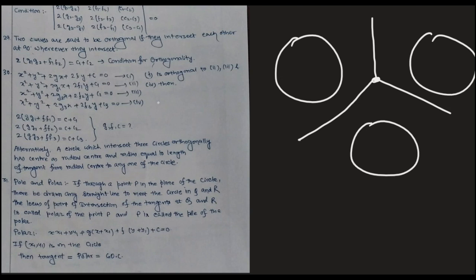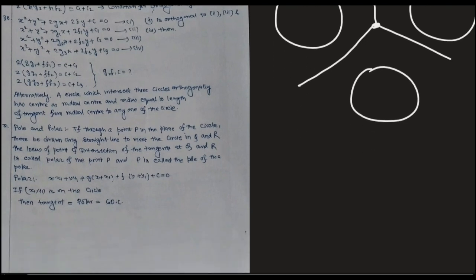Now one more thing is there which is not in your syllabus, that is known as the pole and polar. You know about pole and polar. So what is pole and polar actually? Suppose through a point in the plane of the circle there be drawn any straight line to meet the circle at the 2 points Q and R.